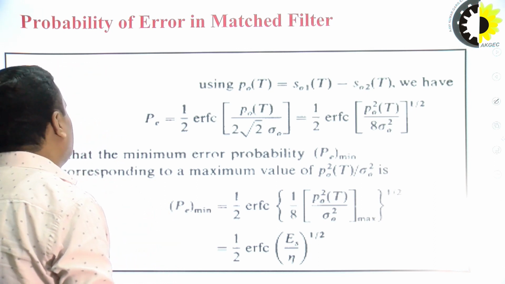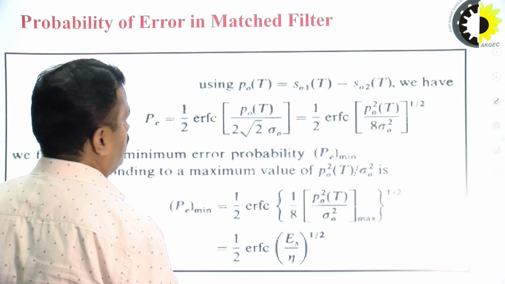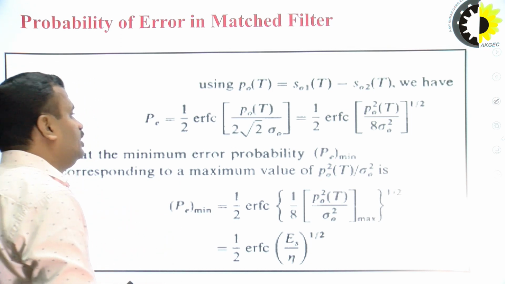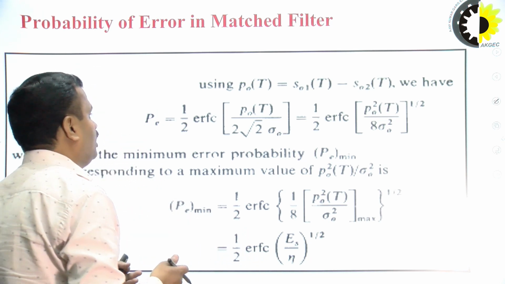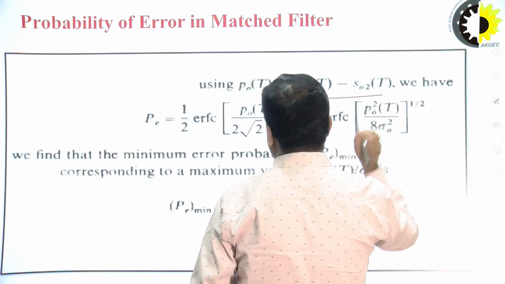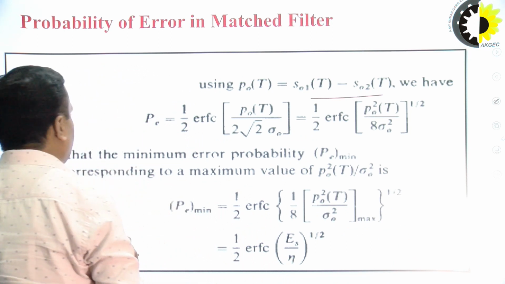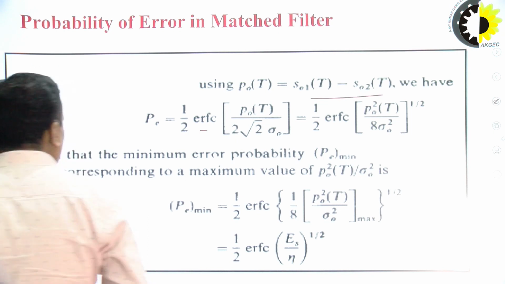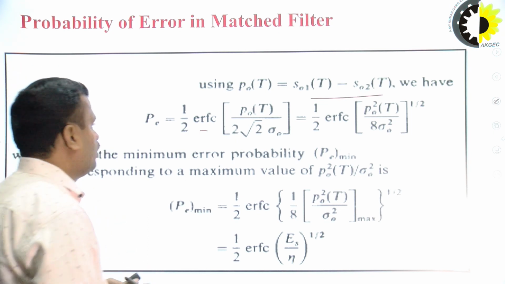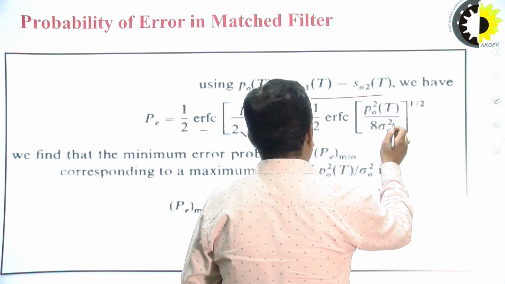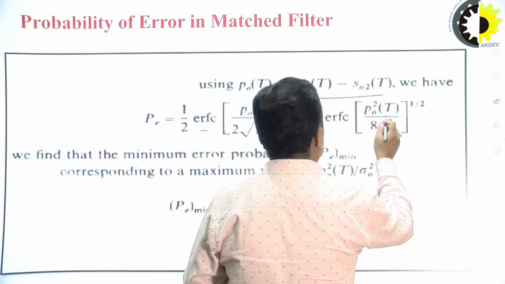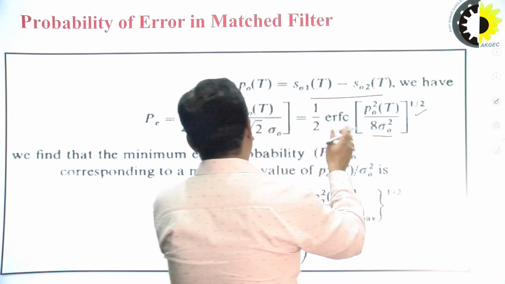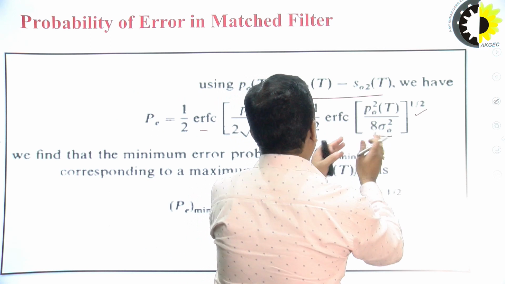Also, we will get the probability of error in the matched filter by this derivation. By this expression, we know p0(T) is equal to the matched filter output, which I have taken as s01(T). So Pe is equal to 1/2 erfc of p0(T) upon sigma 0. By this formula, it is 1/2 erfc of (p0^2(T) upon 8 sigma^2 T)^(1/2). So we have to transform this term into this term.